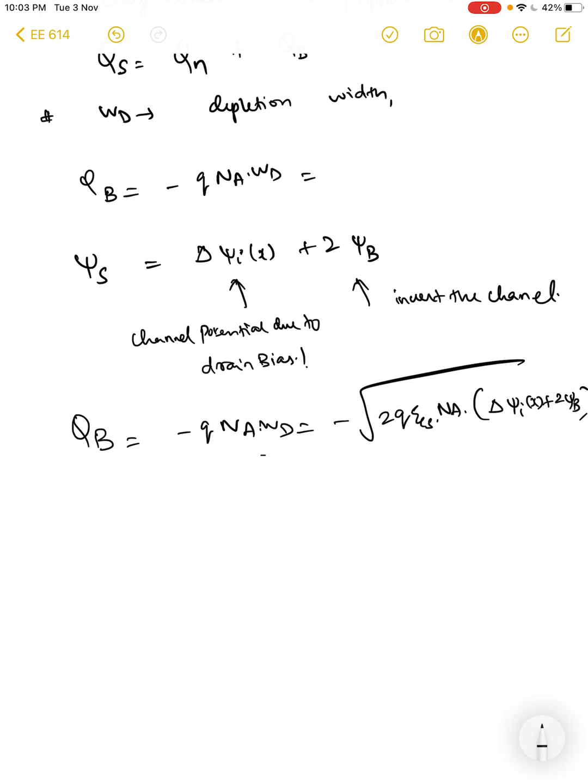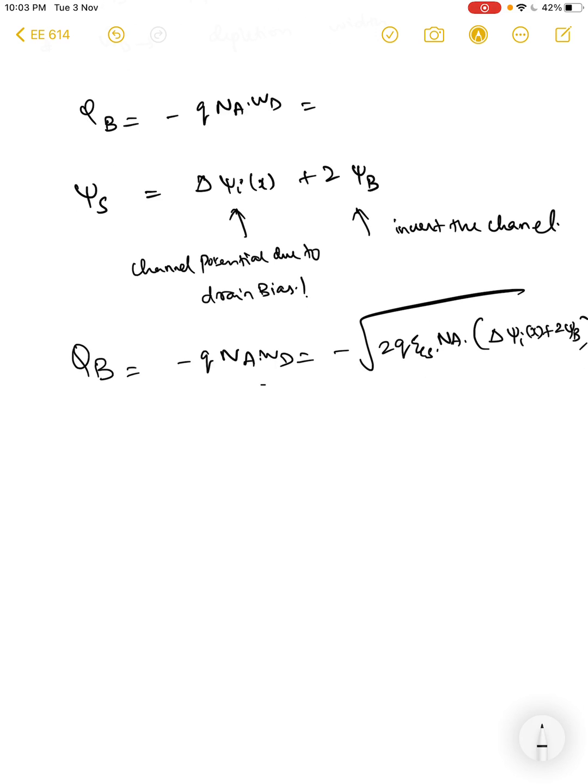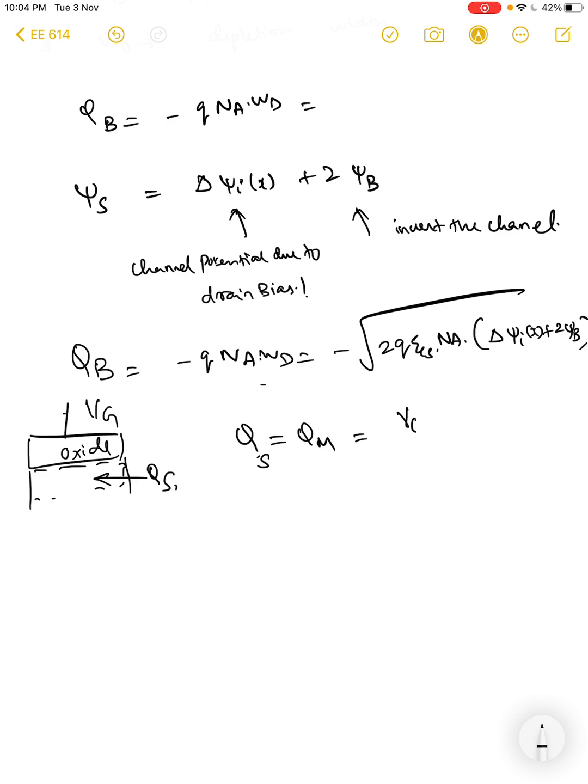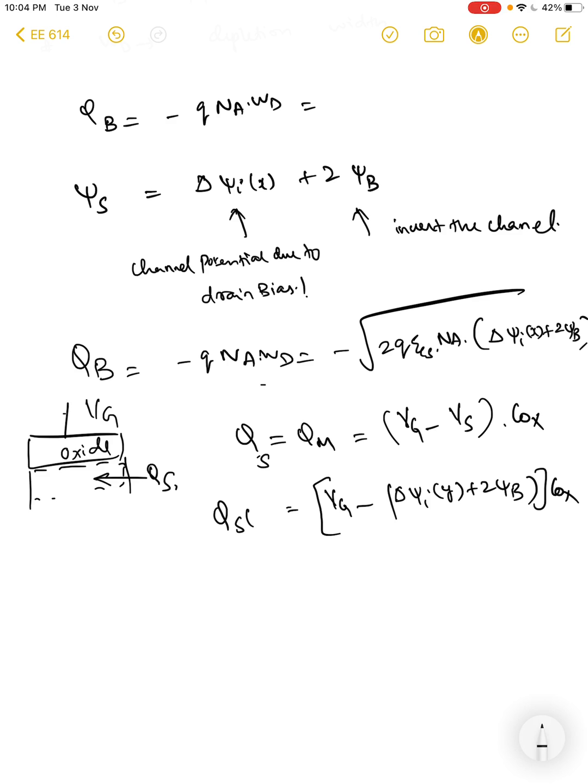Now, if we assume this to be the surface potential, you can also calculate the charge on the metal, right? So let's say you have this to be the gate, you have an oxide here, and you have a charge sheet here, right? So this is Qs. Now, because the entire thing should be charge neutral, the actual charge Q, which is the same as the charge on the metal gate, is Vg minus psi s, that is the surface potential, times Cox, which is written as Vg minus delta psi I of y plus 2 psi b, times Cox. This is Qs of y, right?